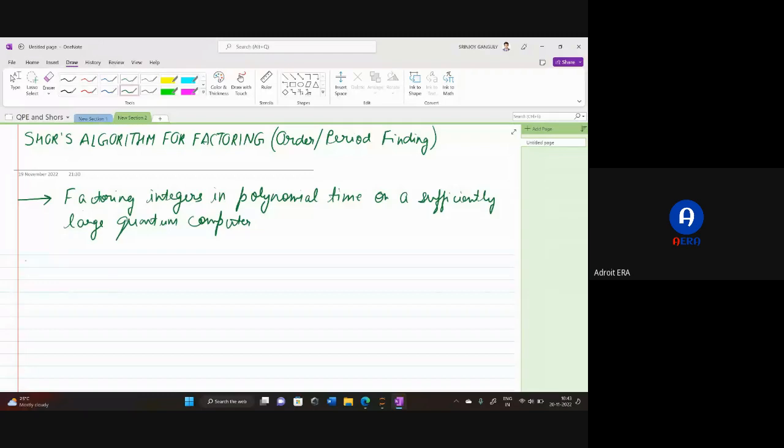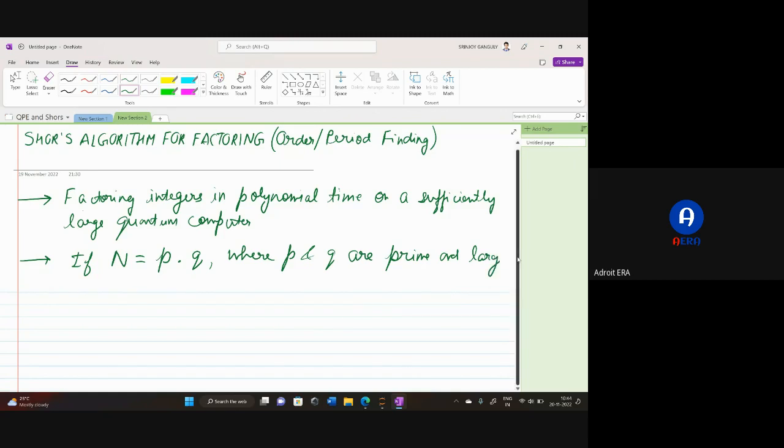So if n is equal to p dot q, where p and q are multiplied, and p and q are prime and large. Remember, that is the concept of Shor's algorithm.